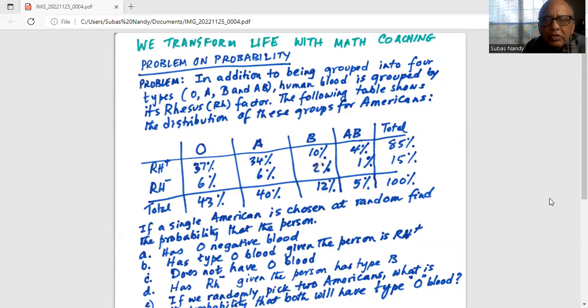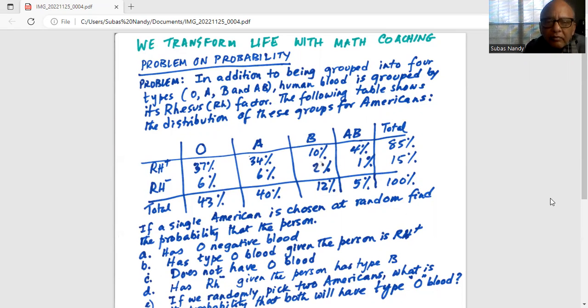So the problem: in addition to being grouped into four types, O, A, B, and AB, human blood is grouped by its rhesus Rh factor. The following table shows the distribution of these groups for Americans. So we have four columns, O, A, B, and AB. These are four types of blood, four columns. We also have two rows, one for Rh plus and the other for Rh minus.